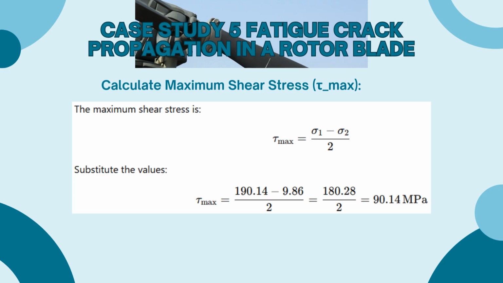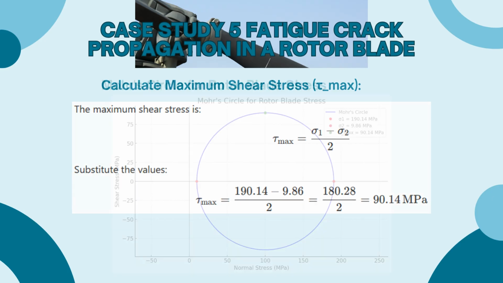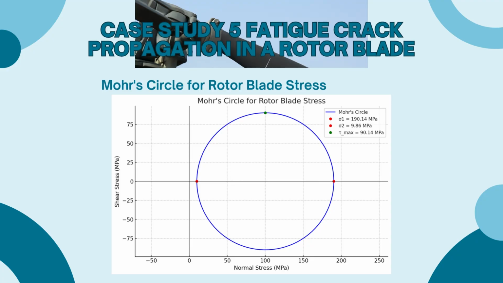Now, let's calculate the maximum shear stress, tau max, for the rotor blade. Substituting the principal stresses we calculated earlier, sigma 1 equals 190.14 megapascals, sigma 2 equals 10.87 megapascals. This maximum shear stress is crucial for determining areas where fatigue cracks are likely to form, helping engineers reinforce those regions to avoid failure.